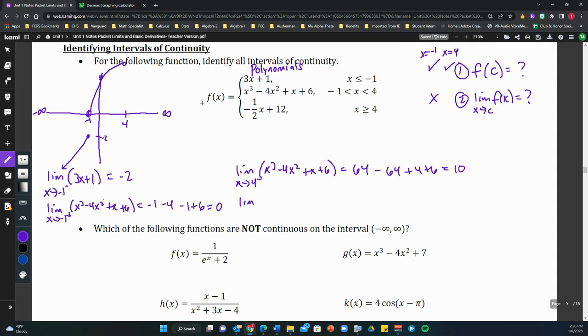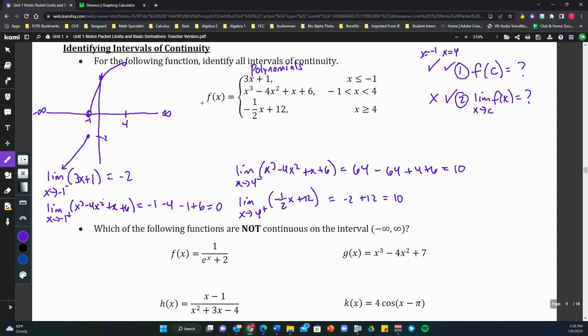in that interval. And then the limit as x approaches 4 from the right side, that would be the bottom interval. That would be the linear function down here. So plugging 4 into there, that would give me -2 plus 12, which gives me 10. So that means that the limit of this function does actually exist because we are approaching the same thing from both sides.